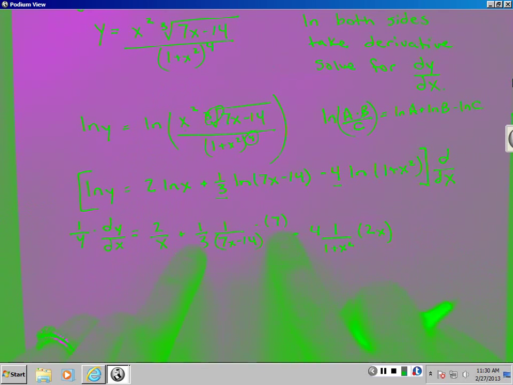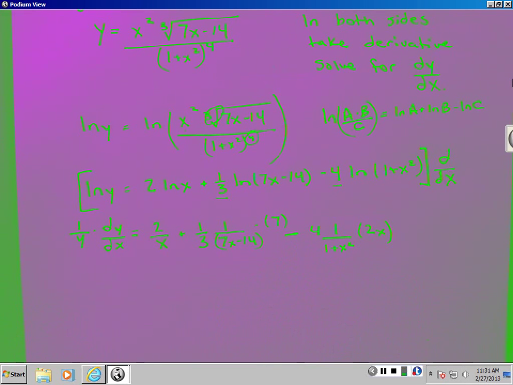So how do you get this second one here? Because it's the derivative of the inside. What's the derivative of 7x minus 14? 7. What's the derivative of 1 plus x squared? 2x. So you're using the chain rule there. It is the chain rule. The derivative of the outside would be 1 over the inside times the derivative of the inside. So are you multiplying by that 7? Yes.